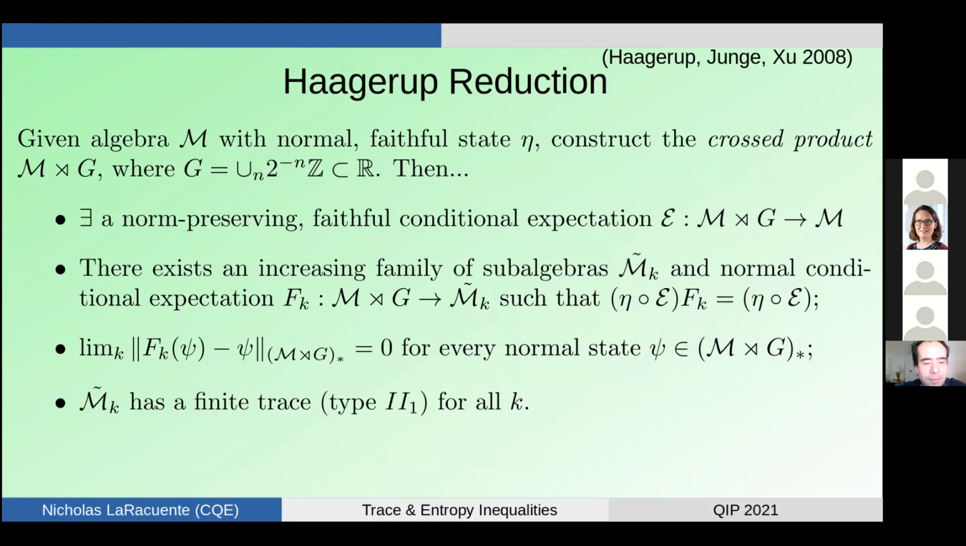And there's this family of subalgebras that are also connected with this cross product that can arbitrarily approximate states on the cross product. And these subalgebras are now all type II_1 at most. And so these all have a finite trace, and these are fairly nicely behaved.